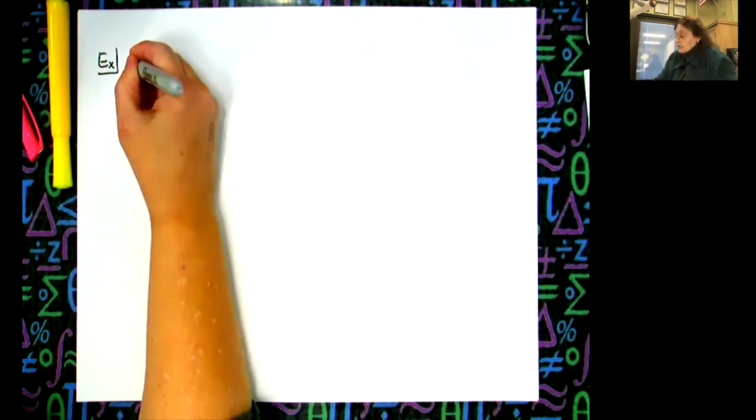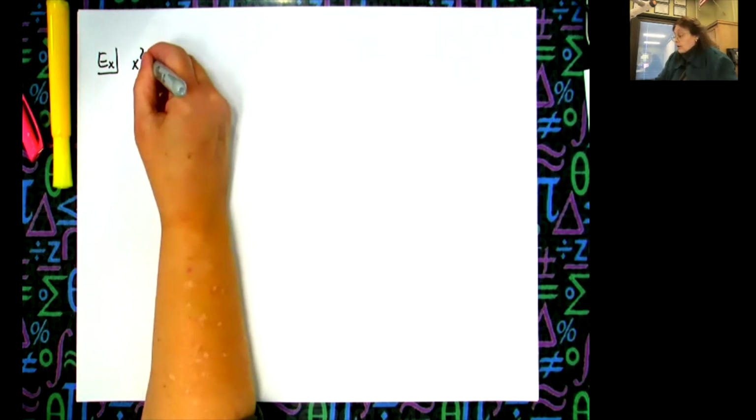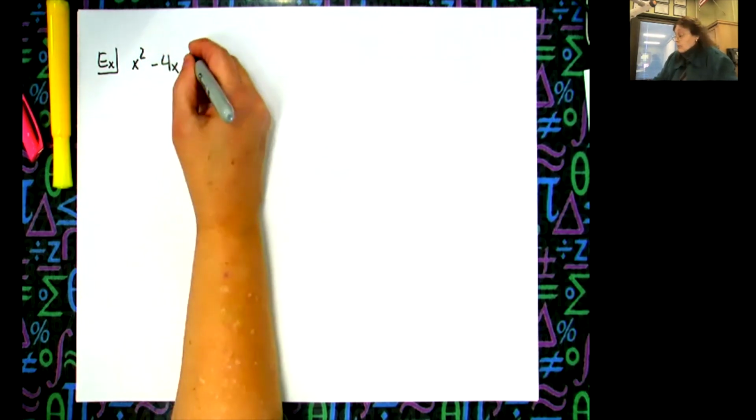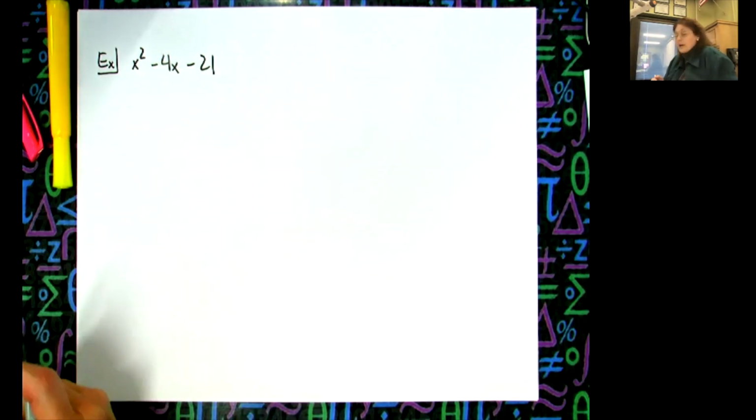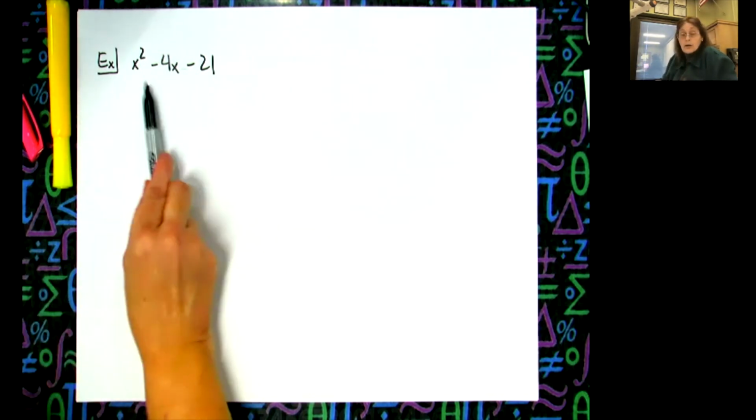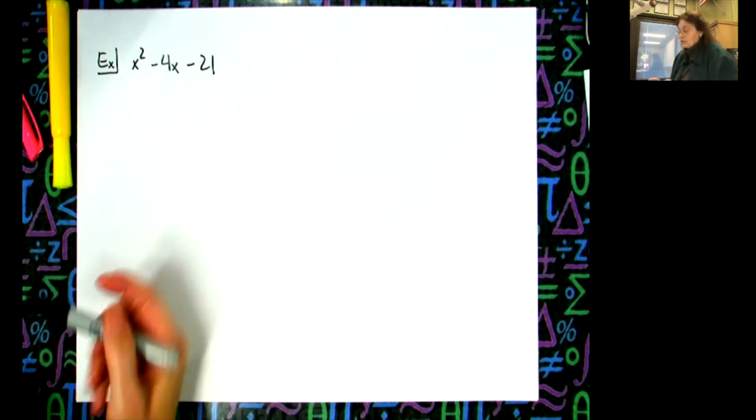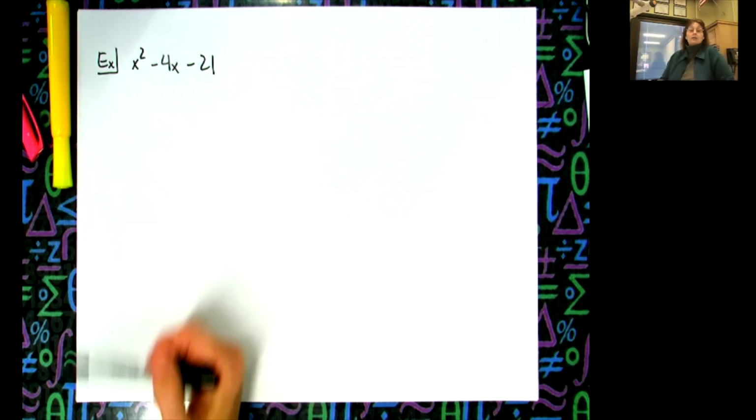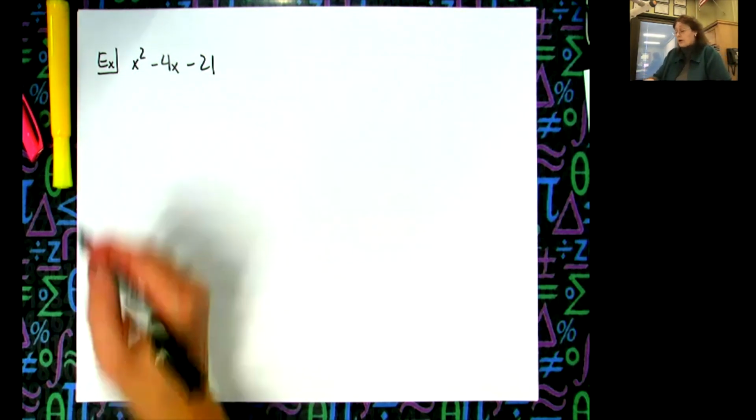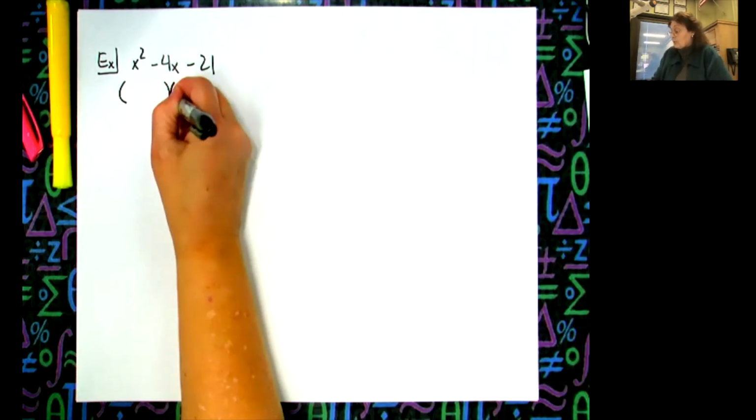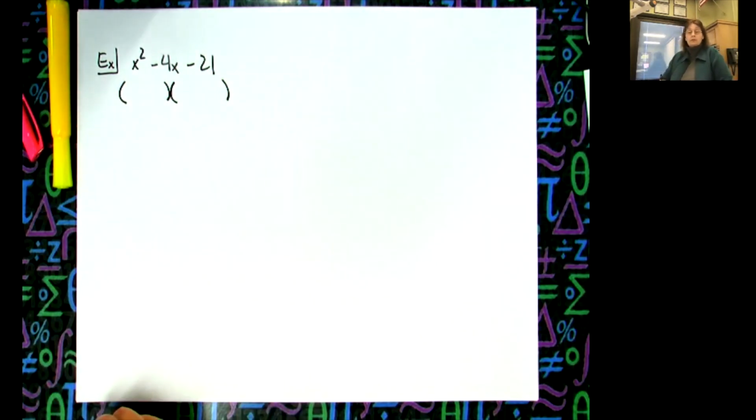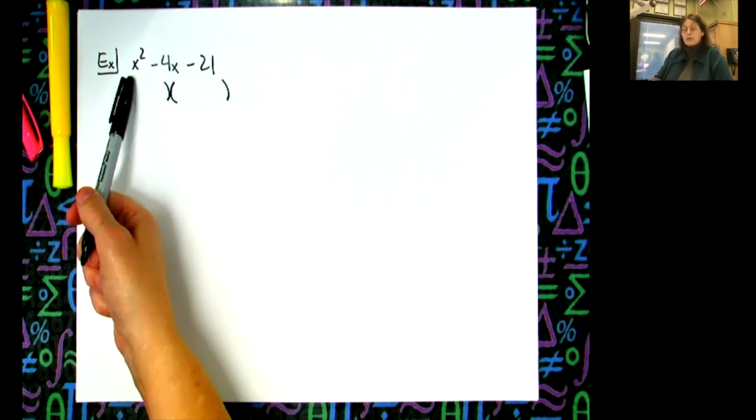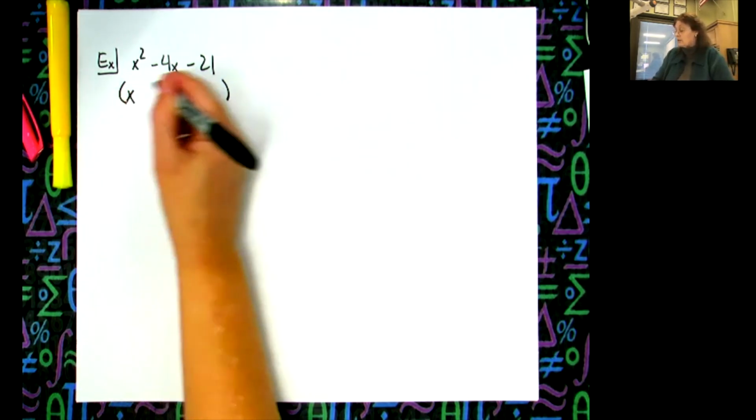So let's do x squared minus 4x minus 21. All right, at this point, I think I've done every sign combination that we could encounter. I've got two negatives on this one. Again, looking at this, I've got an x squared, an x, and a constant term. I know it's going to factor into two binomials, so I'm going to set up my set of parentheses.